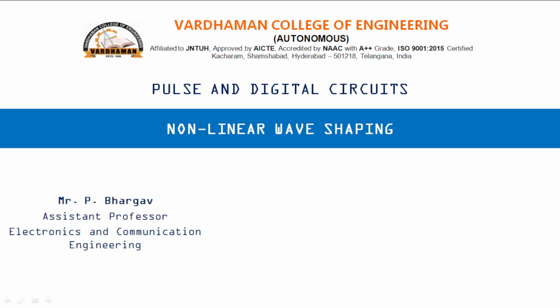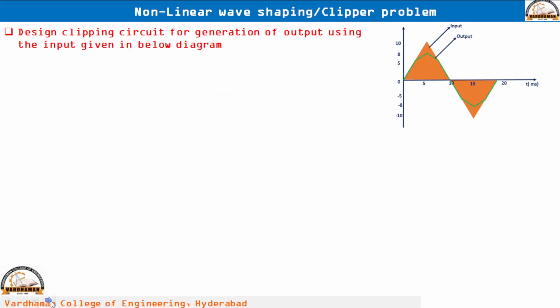Hello everyone, in this video we are going to see the problem on the clipper circuit. So, this is the problem we have to solve now. Here we have to design the clipper circuit. They did not give the clipper circuit, they have given input and output. Input is nothing but the triangular wave and output is the mentioned signal.